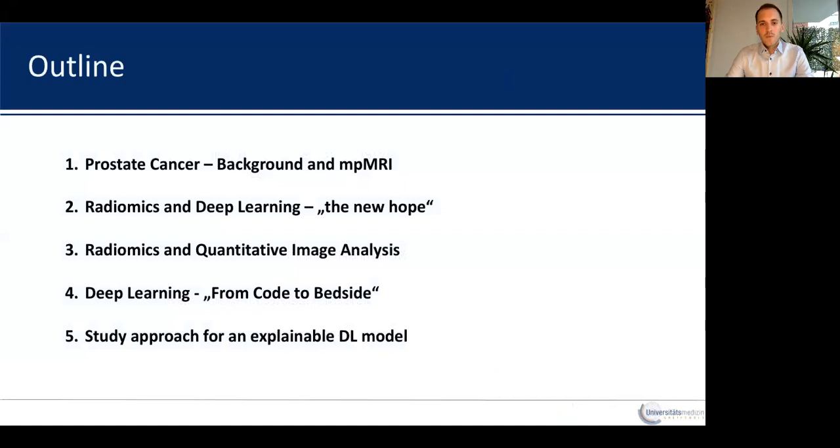In the next slides, I want to give you some background on prostate cancer and the use of multiparametric MRI. And then we dive into radiomics and deep learning. And in the end, I want to give you some information and insights into our project, which we are conducting in cooperation with the Charité.